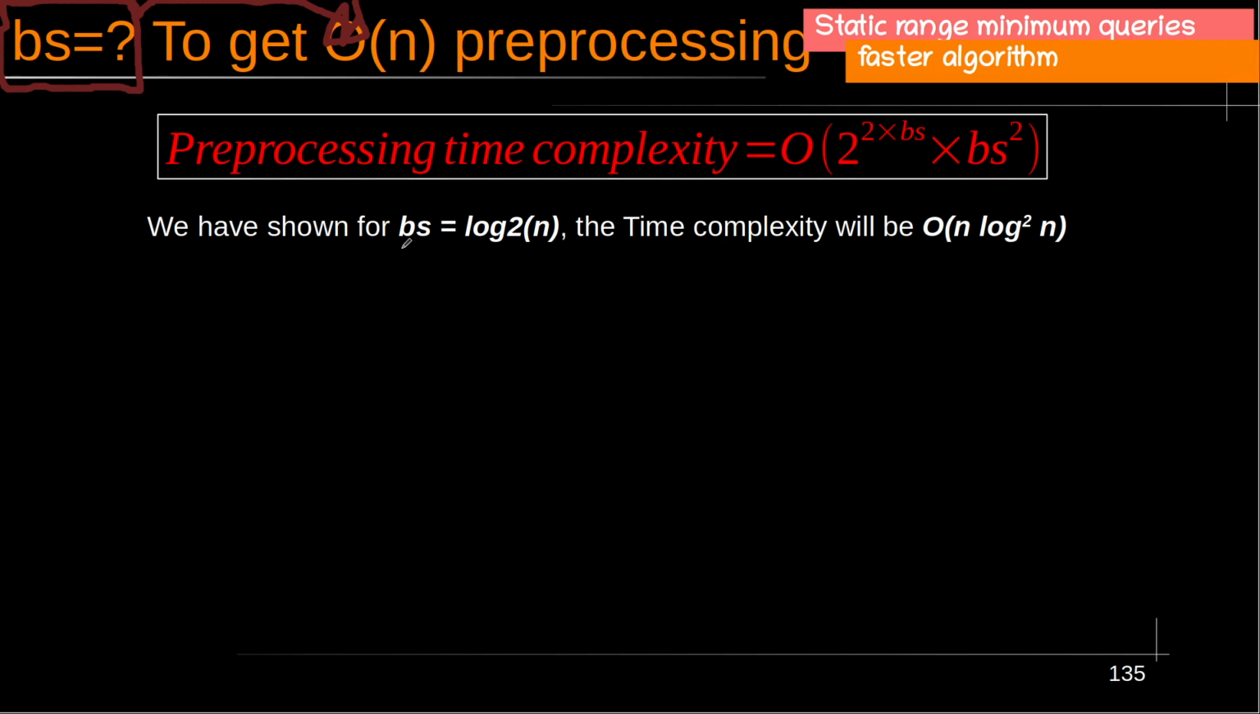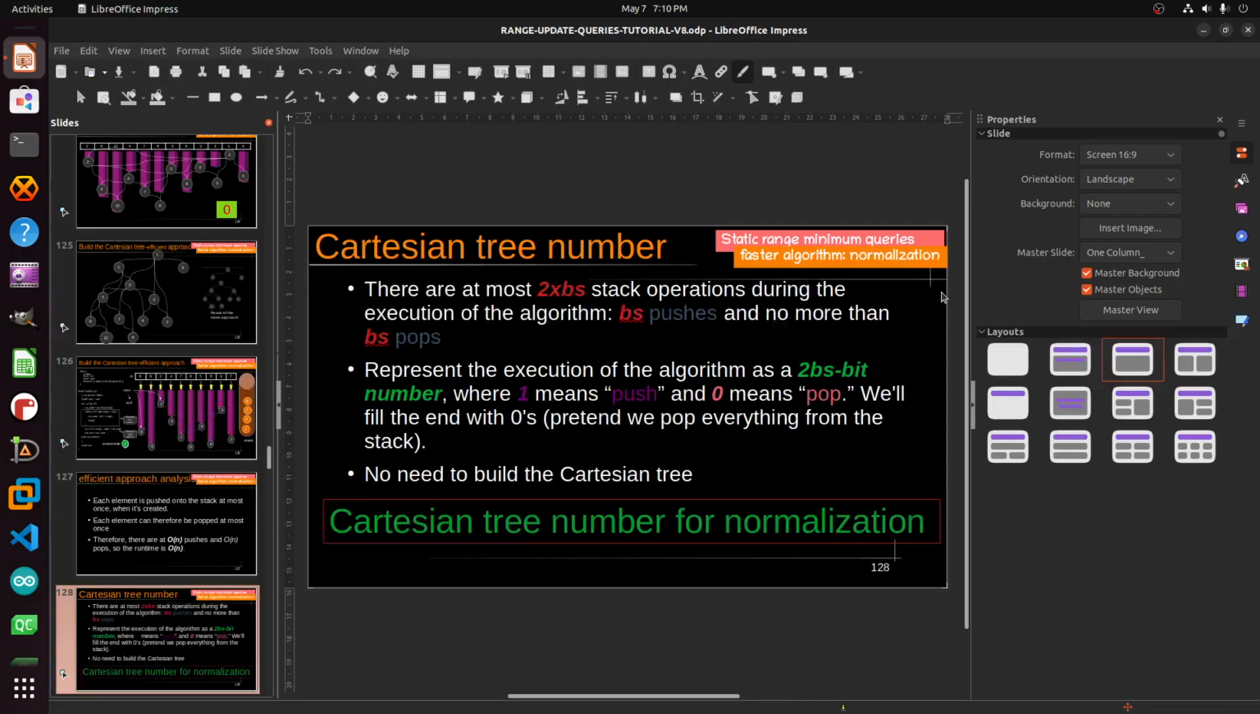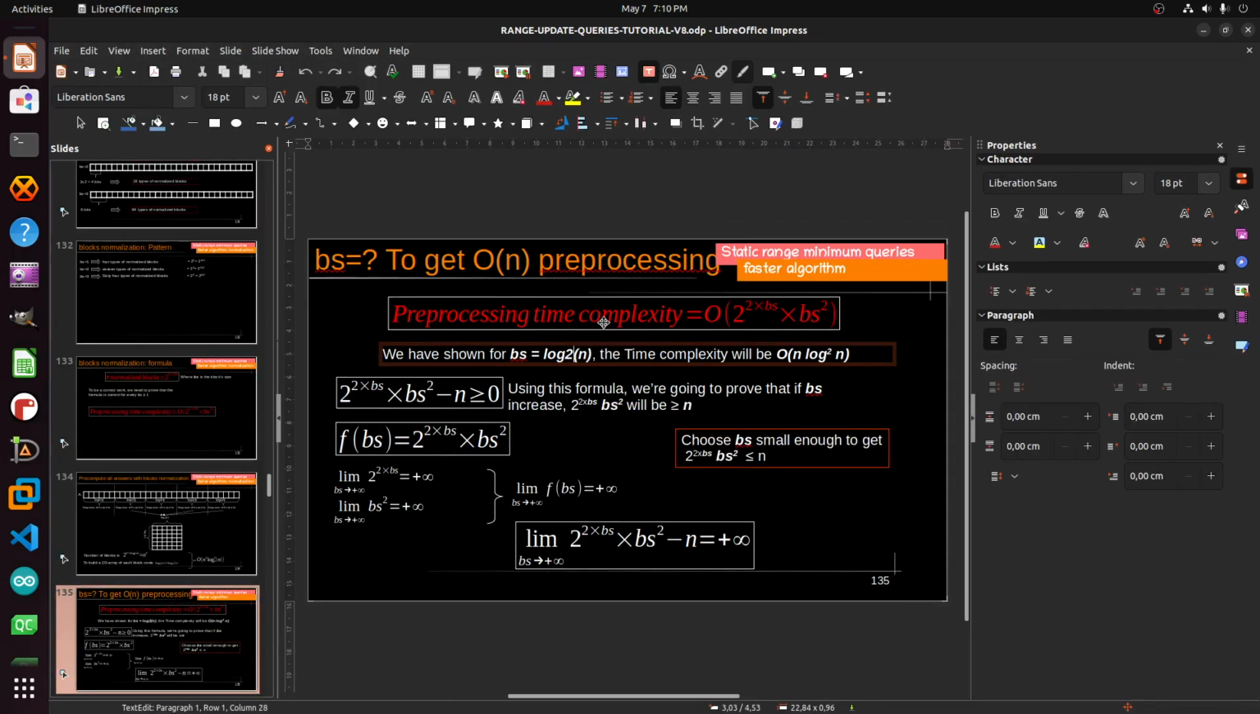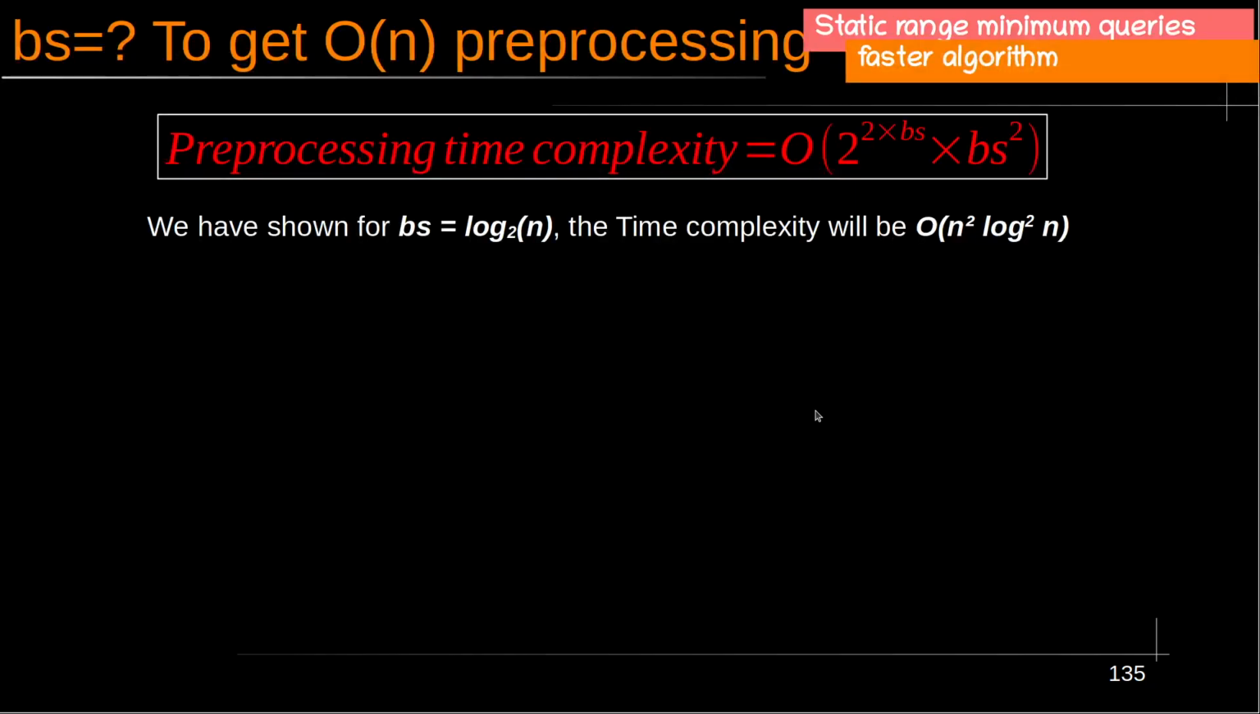We have shown that for block size equal to log base 2 of n, the time complexity will be O of n squared here. Change this formula. Here log base 2 of n, and here we have n squared. Okay.